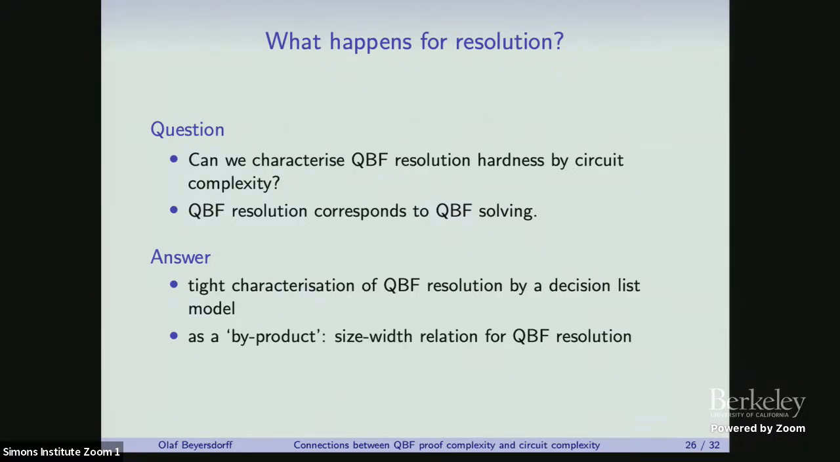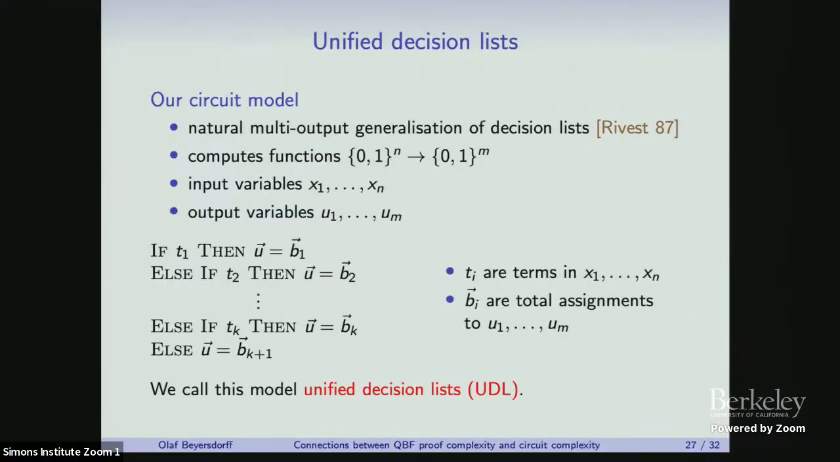It's again a decision list model, but we need to adapt it slightly. And this actually has nice consequences because as a byproduct, we get a size-width result. I mean, similar to the size-width result that you know for propositional resolution, but a different formula actually. We get this as a corollary to this characterization. Okay, so what's the circuit model here? Again, it's a generalization of this decision list model, which I mentioned goes back to the 80s.